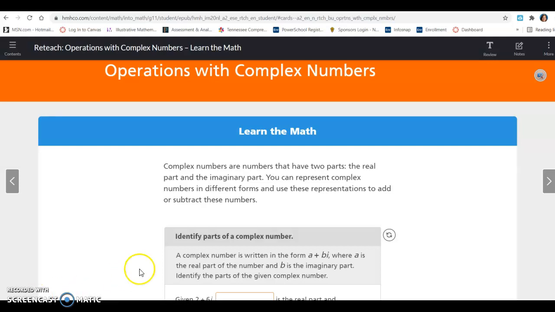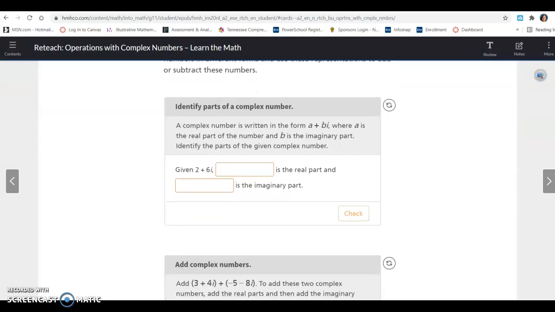Hey guys, today we're going to be looking at lesson 2.2. So this is going to be operations with complex numbers. Alright, so complex numbers are numbers that have two parts, a real part and an imaginary part. You can represent complex numbers in different forms and use these representations to add or subtract numbers.